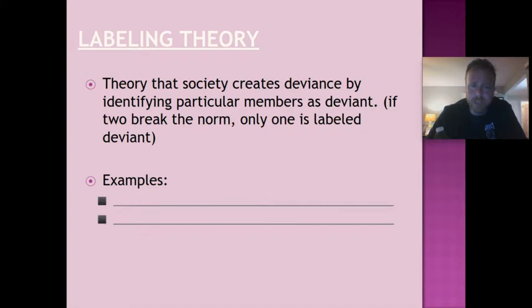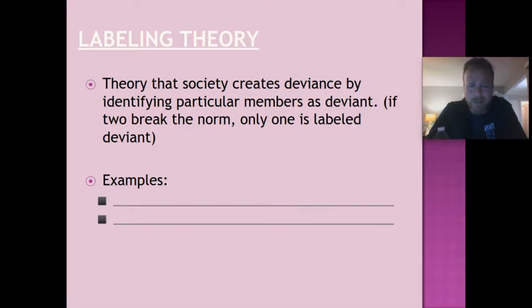All right, so labeling theory. Examples, obviously, don't worry about when we get to that. It's the theory that society creates deviance by identifying particular members as deviant. If two break the norm, only one is labeled deviant. It's the idea of someone breaks the law, and they are considered the absolute worst criminal, and then somebody else breaks the law.